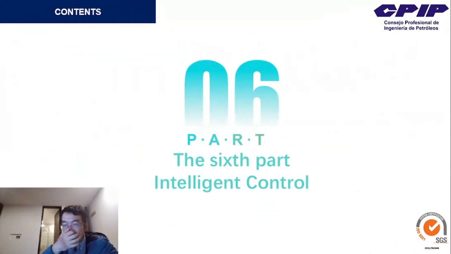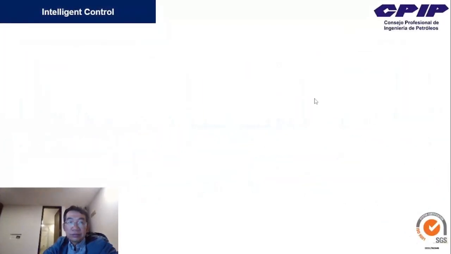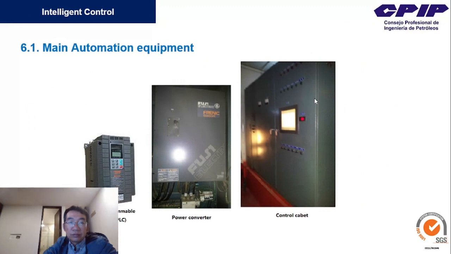The sixth part is intelligent control. And this is automation equipment. The first one is the PLC, power converter and control cabinet.